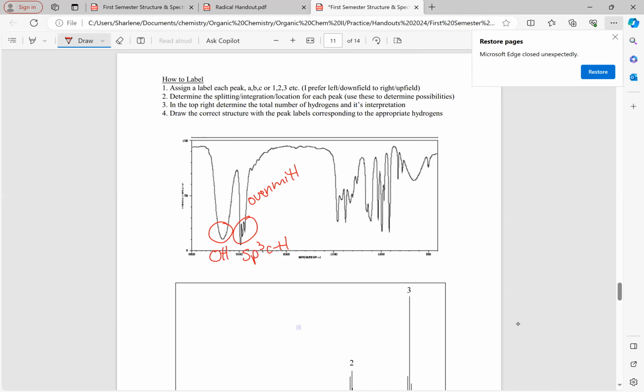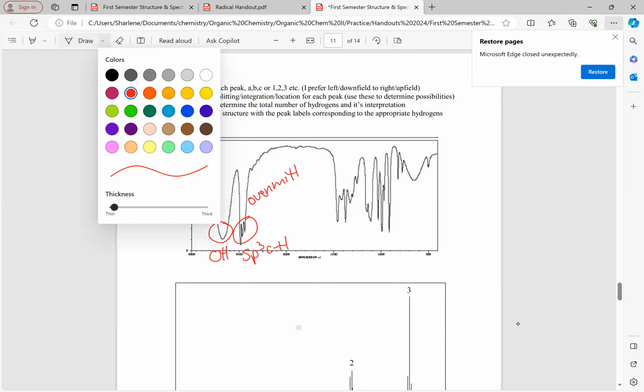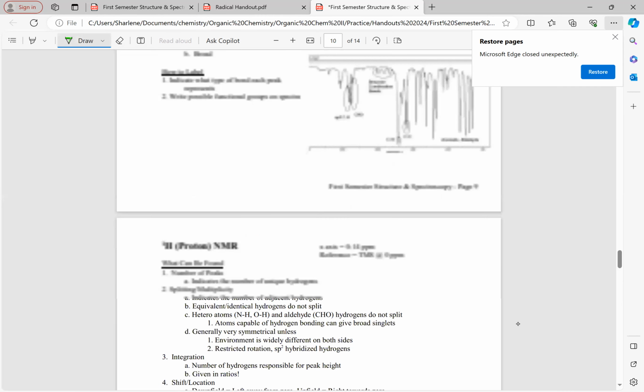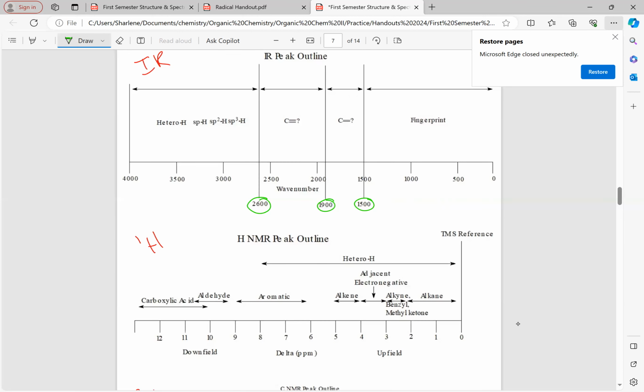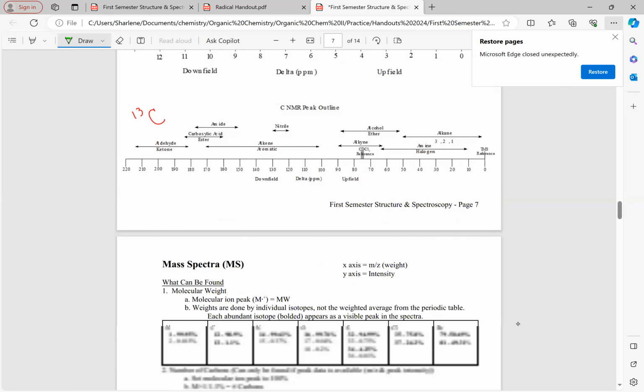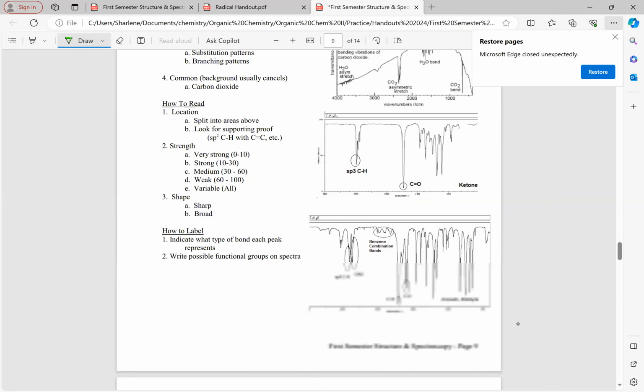So if you really don't remember, I suggest you go up to my outline and you draw lines at 2,600, 1,900, and 1,500. And remember, anything above 2,600, those are your hydrogens. Anything between 1,900 and 2,600, those are your triple bonds. Anything between 1,500 and 1,900, those are your double bonds. And then anything down here is your single bonds. And we don't use it a lot except for that carbon oxygen. So if you need to still draw those lines, there's nothing wrong with that.